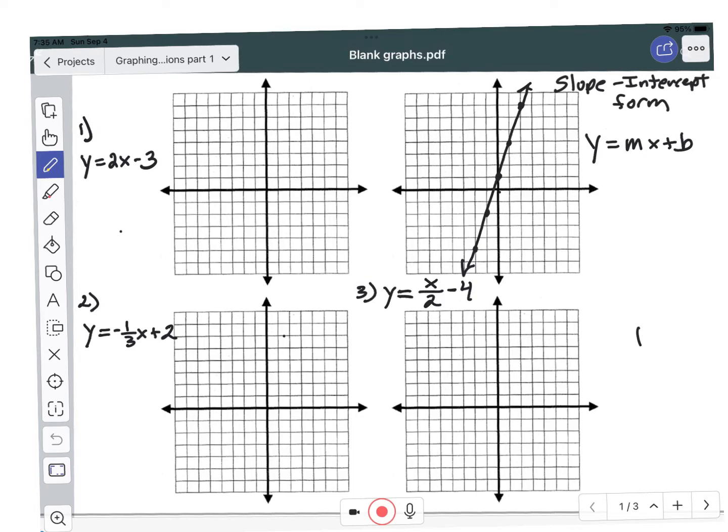Today we're going to look at graphing lines in slope-intercept form. Slope-intercept form looks like this, so you can see that these are all y equals. So today we're going to look at graphing things in slope-intercept form.